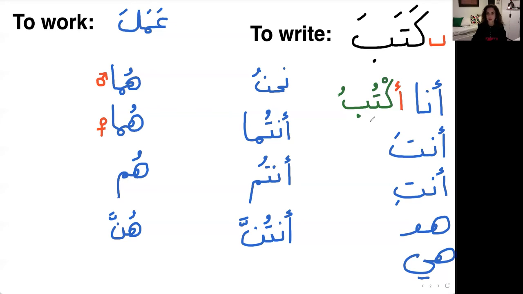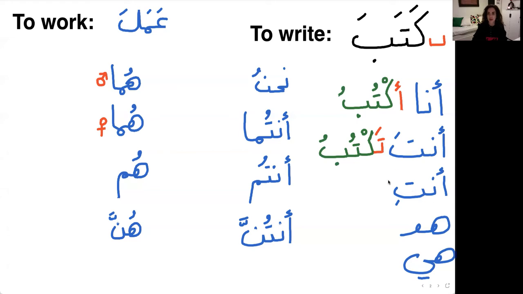Okay. أنت. The prefix of أنت is always the ta. Then you take the root and you do exactly what you did here. So, kaf with sukoon, dhamma on the second radical, and dhamma on the last radical. Anta taktubu. Repeat it. Anta taktubu.